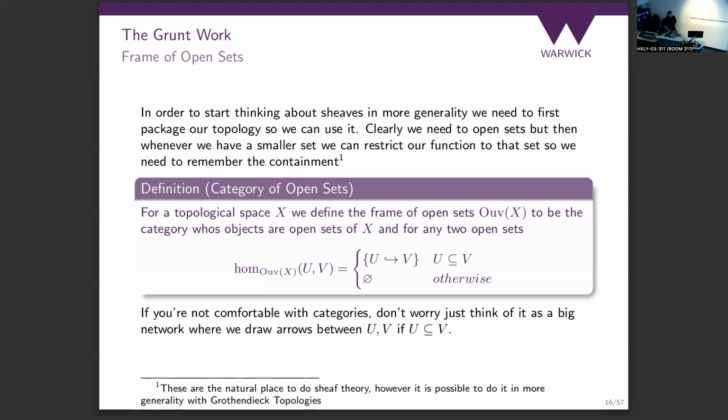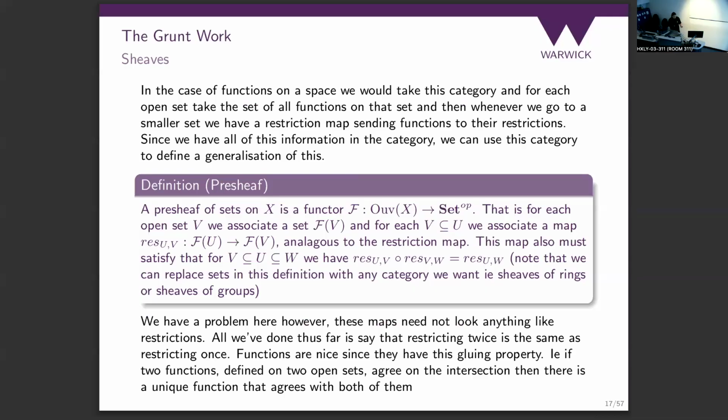If you haven't seen categories, don't worry. It's just a way to hold the data of all of your open sets and all of the inclusion maps, right? The reason we would need the inclusion maps is because it's very fundamental to what a lattice of open sets would be. And an important part is that, let's say we actually have a set of functions, right? If we've got, a whiteboard pen actually.